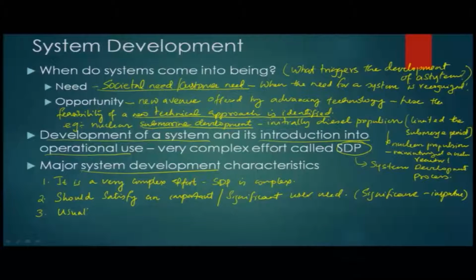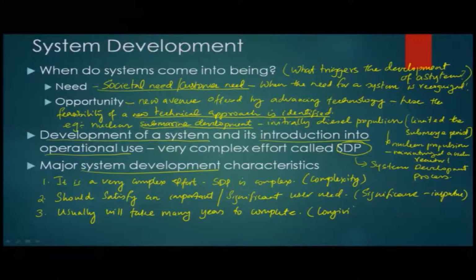usually will take many years to complete. So the systems development process, the first part was complexity, the second part was significance, and the third one is the longevity or the duration. So this is a long process, it will take many years to complete, and hence it requires a lot of planning, a lot of resources and other things being committed into this. So the longevity is the third aspect.